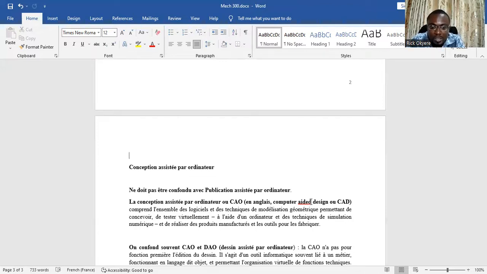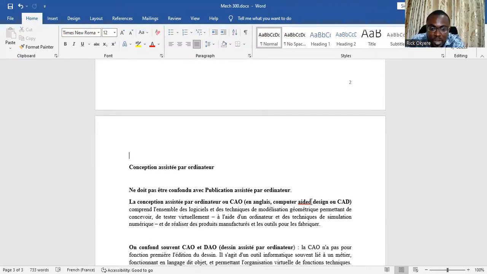Okay, so what is this one used for? Donc, il comprend l'ensemble des logiciels et des techniques de modélisation géométrique permettant de concevoir, de tester virtuellement à l'aide d'un ordinateur et des techniques de simulation numérique. So, as you all know, AutoCAD is used to simulate virtually concepts of products. Okay, so AutoCAD helps you to do a virtual simulation of a product idea. Okay, so that is the main function.